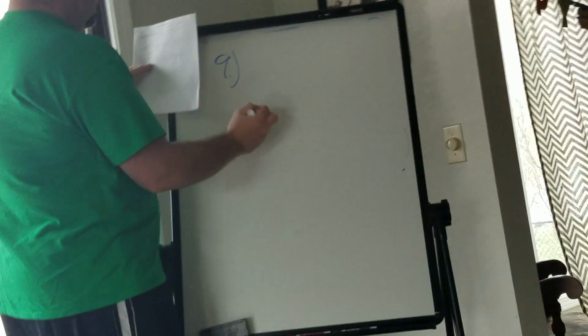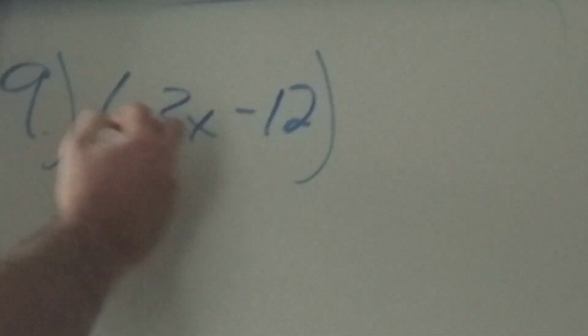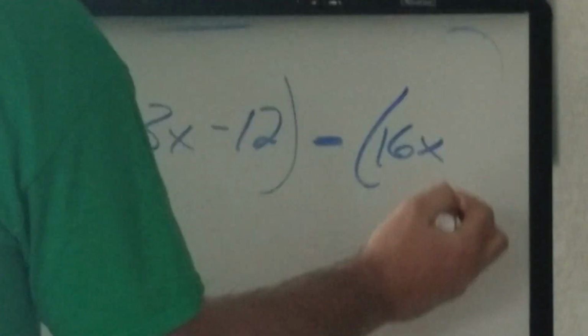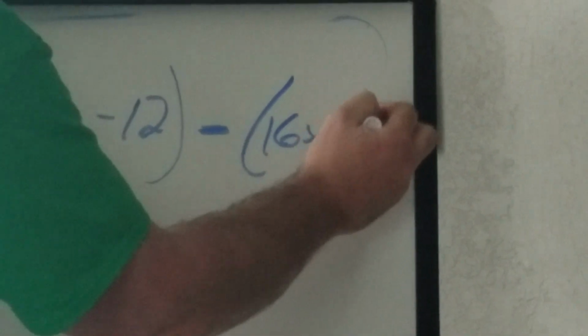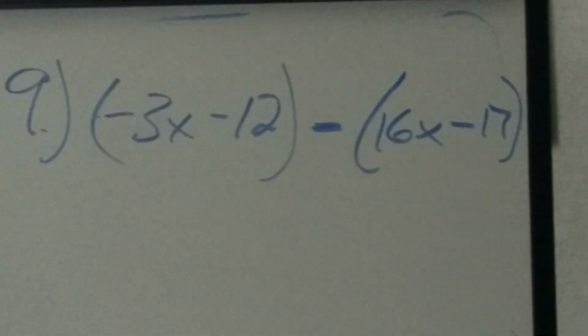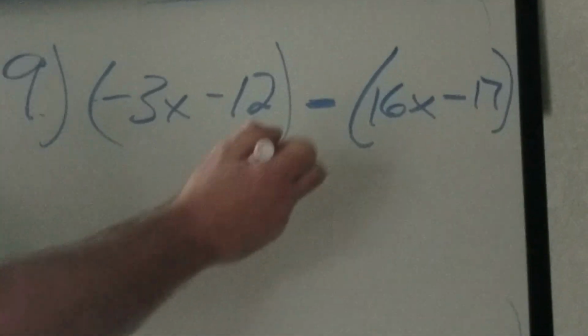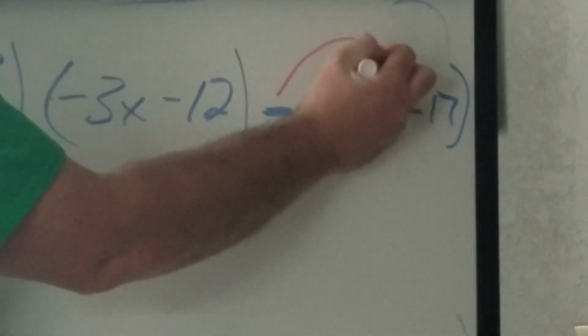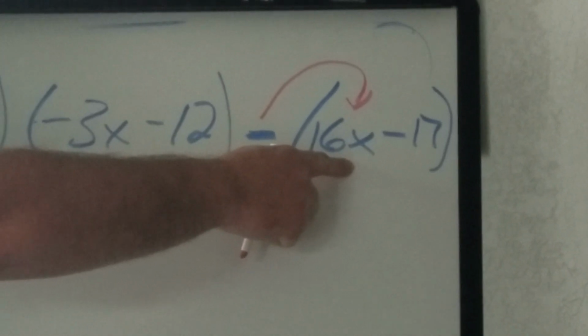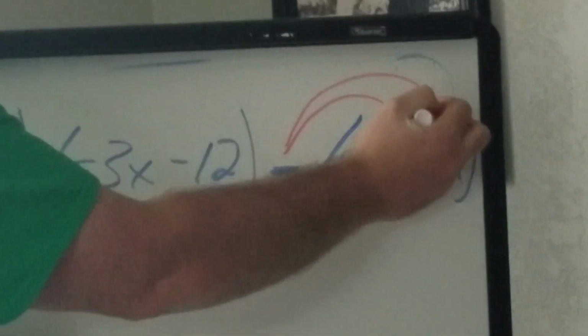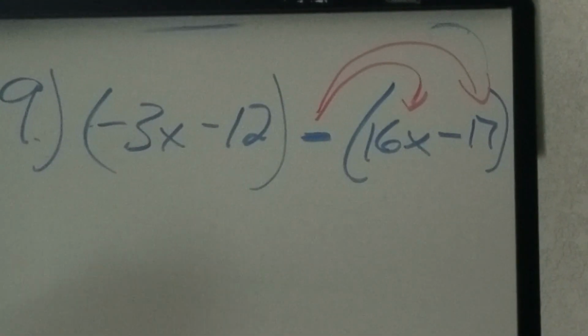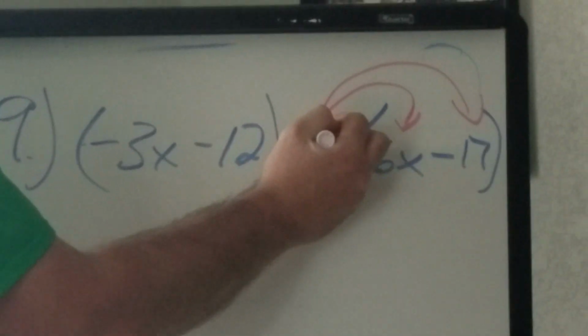You have number 9. If you just go with a -3x minus 12, and then you have a minus 16x minus 17. Okay, so that negative in between there means one thing you have to pay attention to. That negative is going to get distributed to both this right here, the -16, and to the -17. You might be saying, why? I don't get it. Well, technically it's a -1.